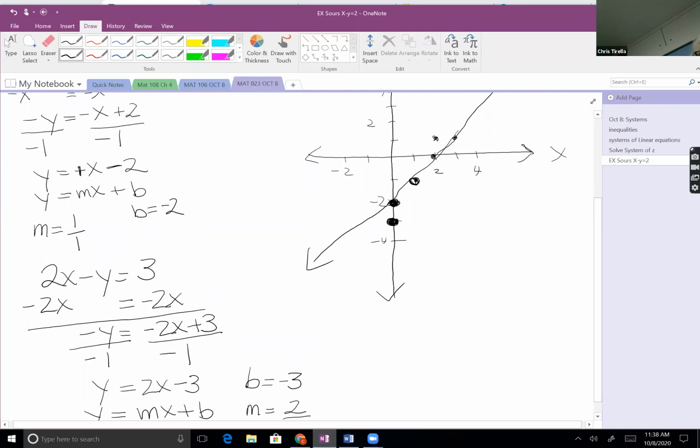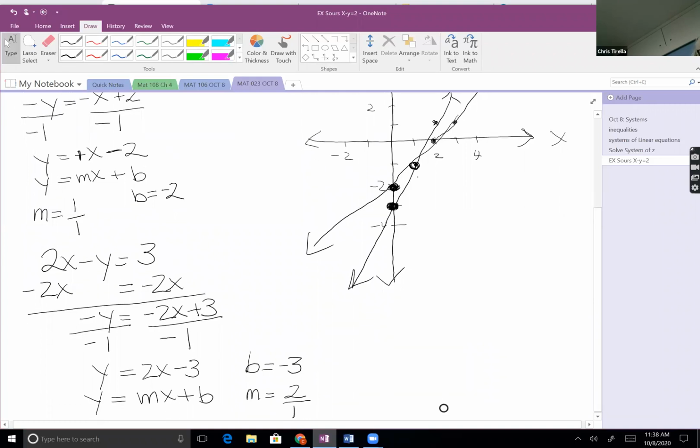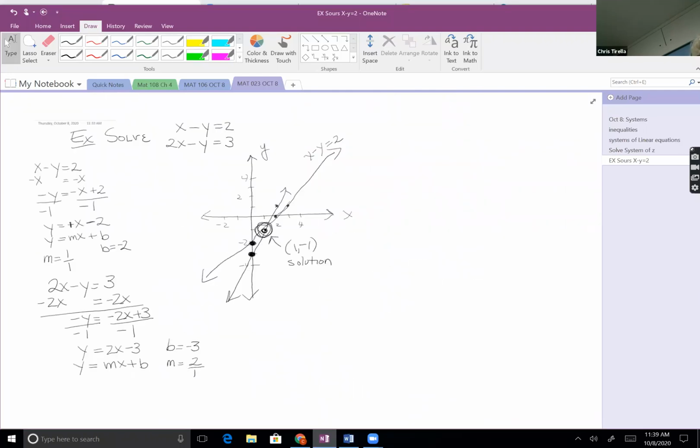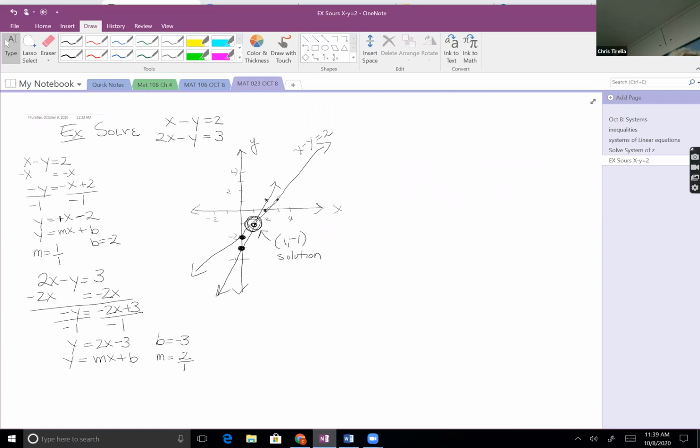And when I connect the points, again, my picture's a little off, but you see how over here, they cross at the point 1, negative 1. And so that point that's common to both, 1, negative 1, should be my solution. And so what we did here was we graphed both lines and we said, do they cross? Where they cross is my solution.